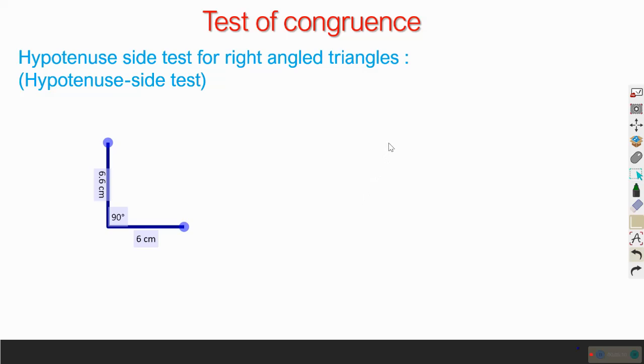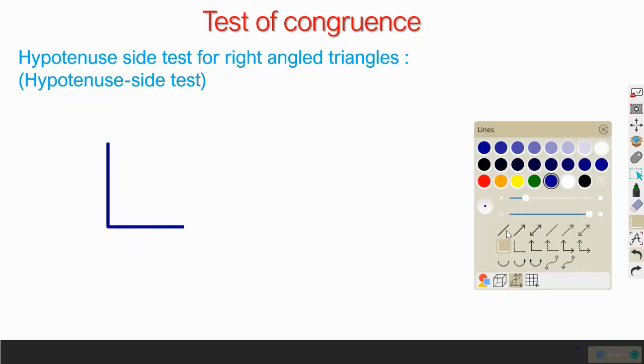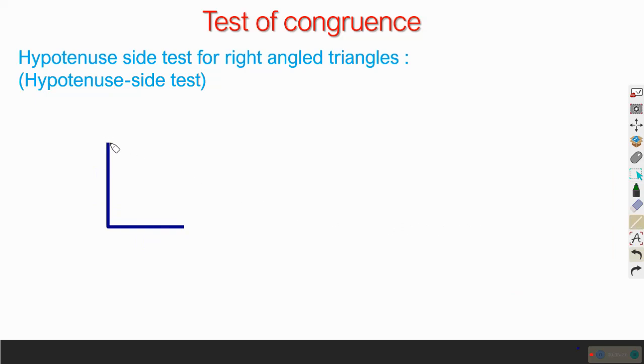So right angle is there, and for the triangle you need one more side. If I have a right angled triangle having one side 6 centimeter and the other side, leave it aside, and hypotenuse equal to, for example, 8.7 centimeter, right, 8.7 centimeter. So a right angle triangle is formed.